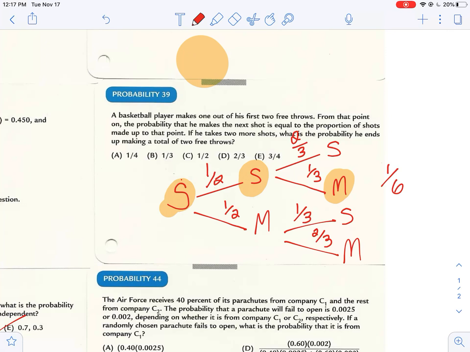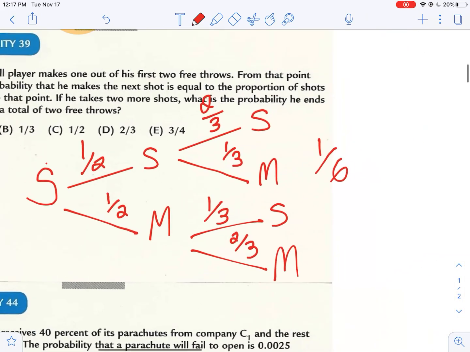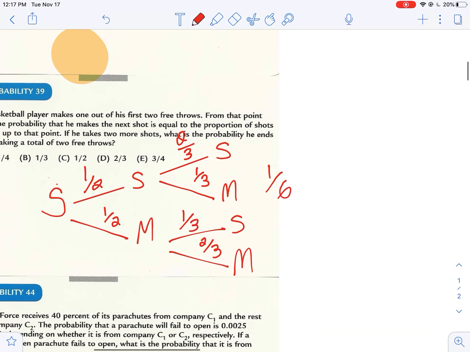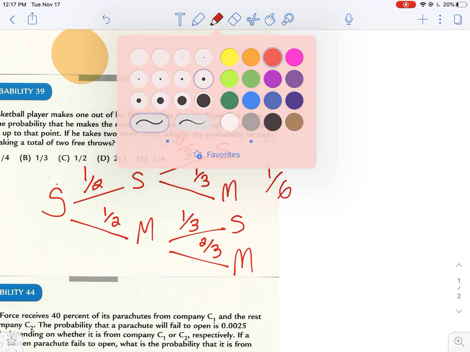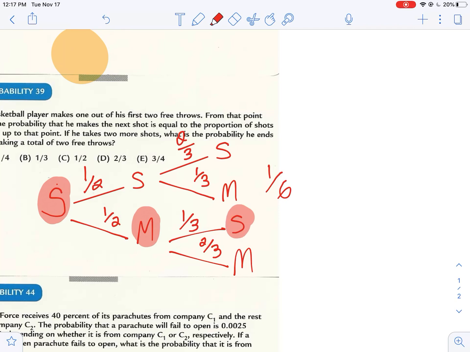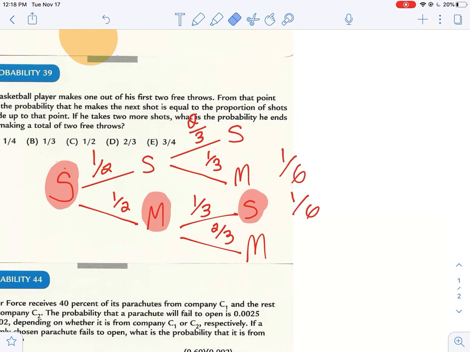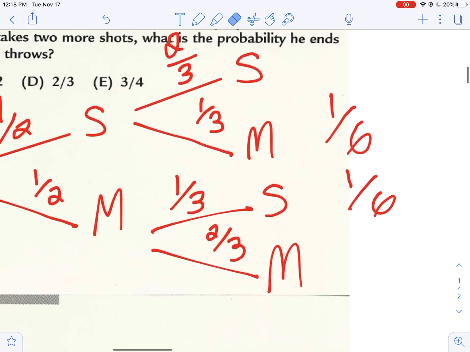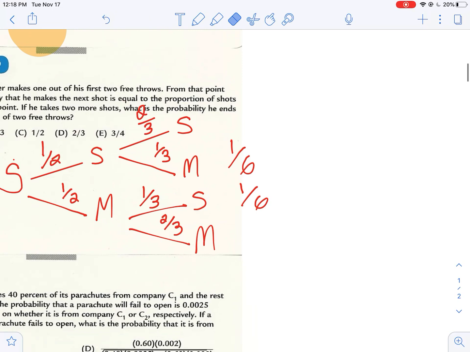Next, let's look at the next set of possibilities. All right. So next, we made a shot, we missed a shot, and then we got one in. So that's 2 shots right here. We're looking at score, miss, score. So that's 2 shots going in. 1/2 times 1/3 gives me 1 out of 6. And then for my last set of possibilities here, again, score, miss, and miss. So that's not going to count.